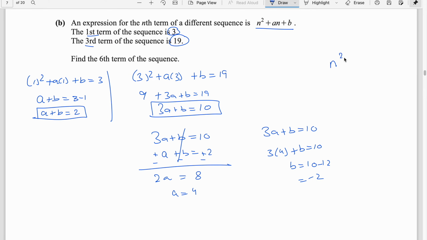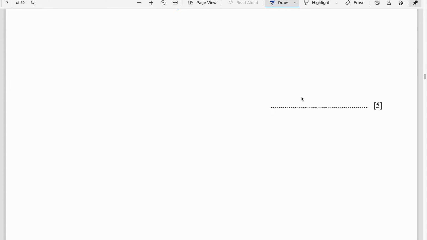The equation now is an squared plus a, where a is 4 and b is minus 2. The final demand of the question is to find the sixth term. So this is 6 squared plus 4 into 6 minus 2. 36 plus 24 minus 2, and we get 58. Sixth term is 58. 5-mark question.